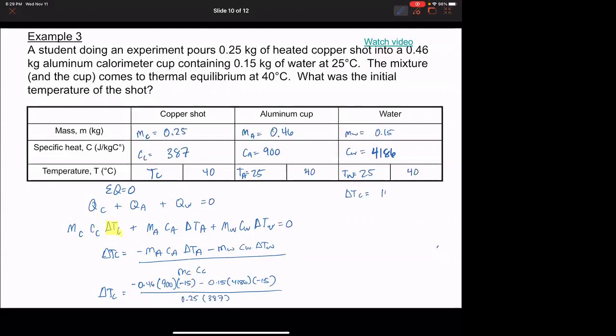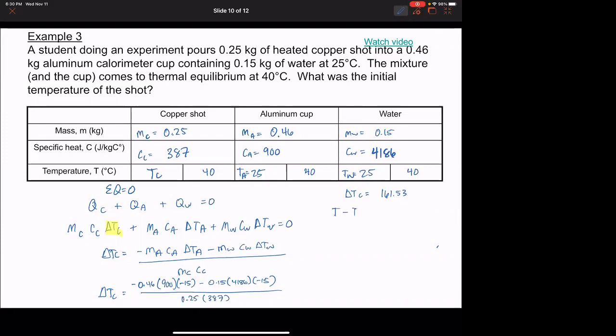$161.53. That's the change in temperature. Is that what you guys got? That's what I got. Nice. Sorry, we're looking for TC.